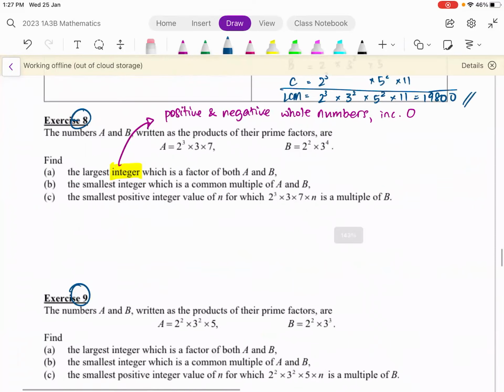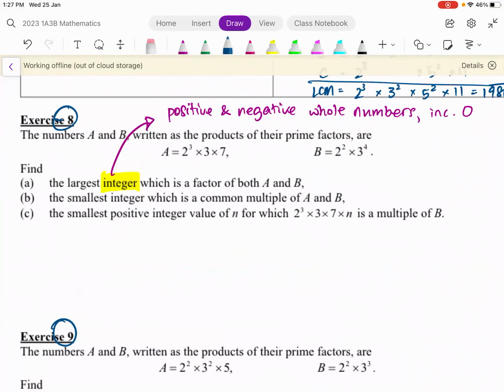Okay, so then I ask you to do exercise number 8 as well. The numbers A and B are written as the product of their prime factors, placed in this format, index notation. It is a good thing. Please don't go and evaluate it. They want the largest integer which is a factor of both A and B. What are they asking for? They're asking for HCF. It's just another way of saying it.